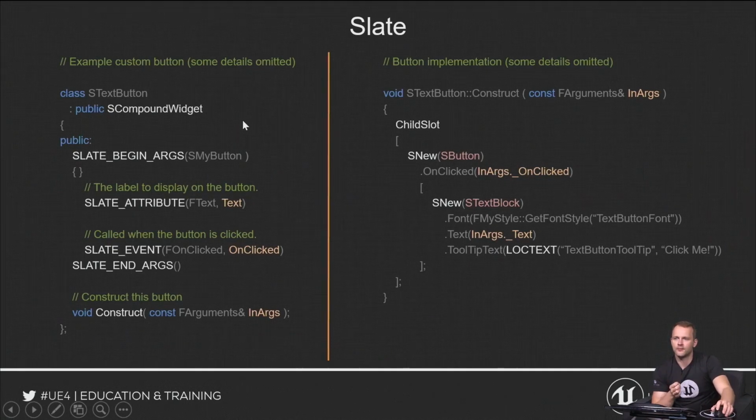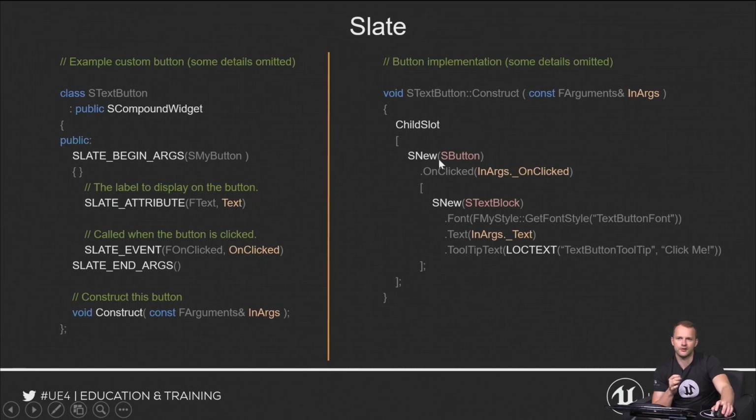Here's some contrived code that I quickly put together to show you how to declare a new type of widget in C++. In this case, I'm just creating a text button. On the left-hand side, you can see the declaration of my text button class. And on the right-hand side, there's the implementation, specifically the construct function, which is executed when our widget is constructed. And let's take a look at the implementation first, because it's a little easier to understand.